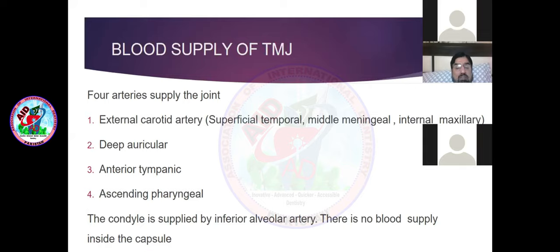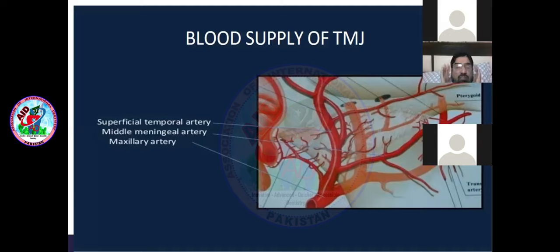The TMJ is also supplied by one branch from the inferior alveolar artery. But remember one thing very clearly, that there is absolutely no blood supply within the capsule. When looking at the arterial network of the vascular supply of the TMJ, you see that is the condyle, and that is the maxillary artery coming and giving 16 branches.